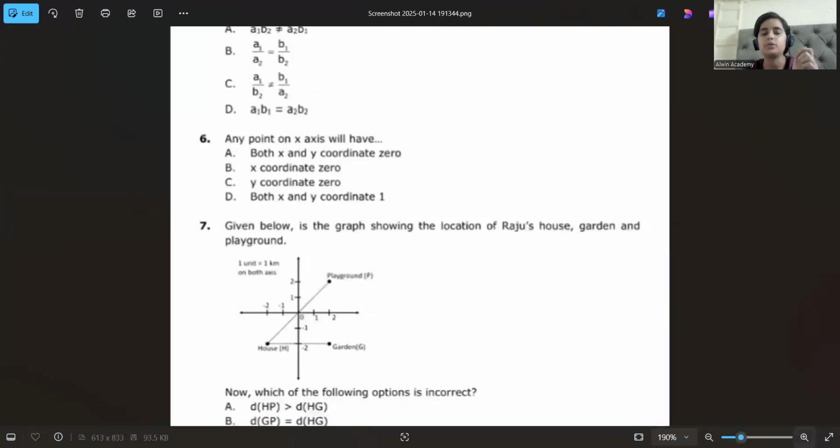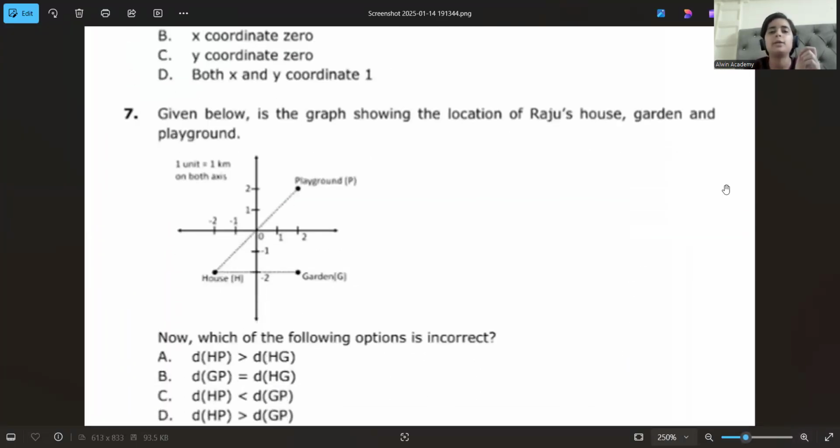Given below, the graph shows the location of Raju's house, garden, and playground. Now, which of the following options is correct? We are given certain relations between the distances between these 3 points. So, let's just find out the distances first. H and P, the distance between house and playground, we apply the distance formula. x2 minus x1, 2 minus of minus 2, it's 2 plus 2, 4, 4 square 16. And similarly for y, we have 2 minus of minus 2, again 4, 4 square 16, 16 plus 16, 32, all under root. Root 32 is 4 root 2 units, where 1 unit is equal to 1 kilometer, as given.